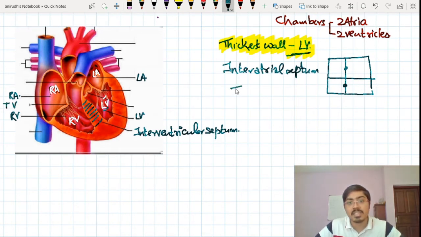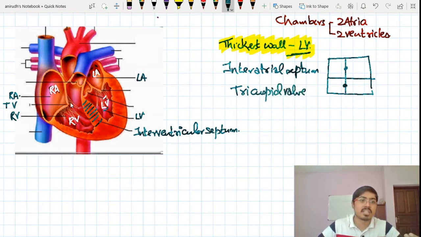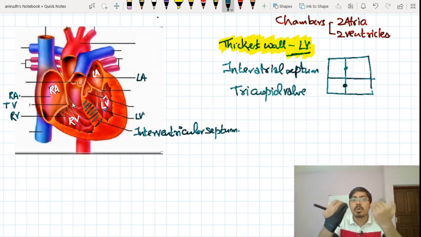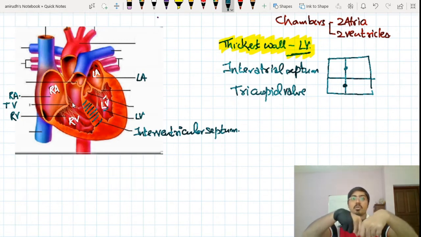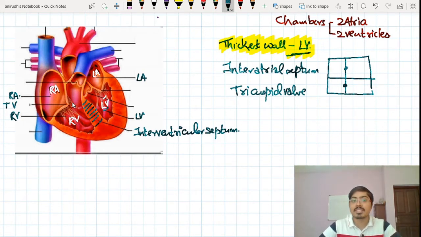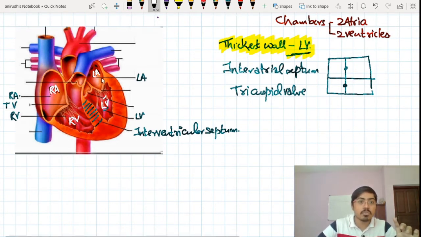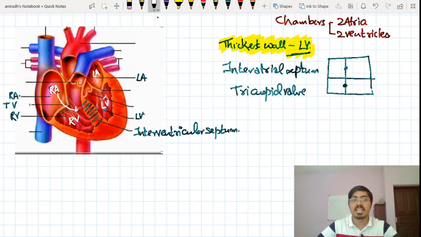So I will write it here, tricuspid valve. There are 3 cusps over here, isn't it? That is why you see 3 important leaflets. These 3 leaflets, when they come together, will close the valve. Why do you require a valve over here? It will allow the flow of blood from right atrium to right ventricle, but the backward flow of blood is prevented by the valve.